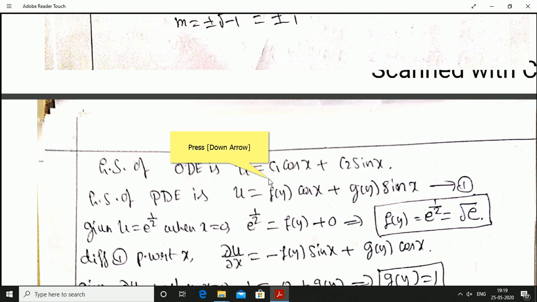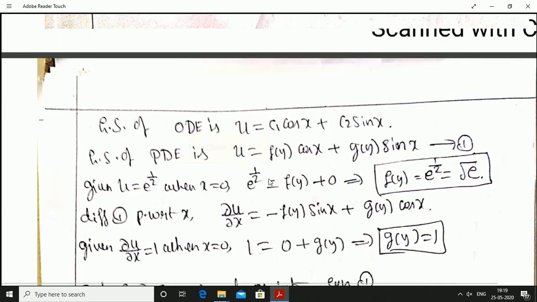Given u is equal to e power 1 by 2 when x is equal to 0. So equation 1 takes the form e power 1 by 2 is equal to cos 0 is 1 into f of y, sin 0 is 0 into g of y is 0. F of y is equal to e power 1 by 2, nothing but square root of e. To apply the second condition, differentiate equation 1 partially with respect to x. Del u by del x is equal to f of y into cos x, differential is minus sin x, plus g of y into sin x, differential is cos x.